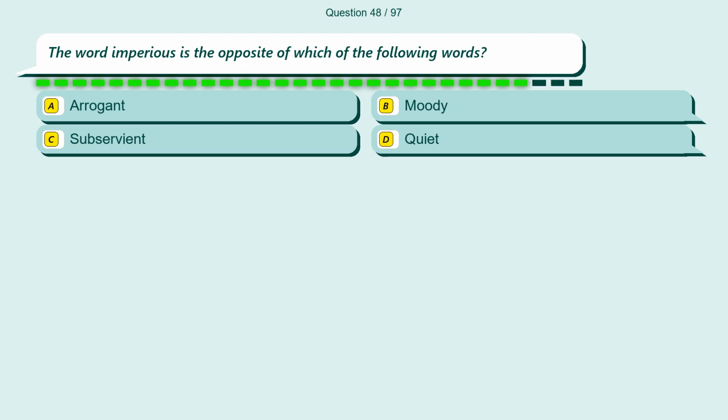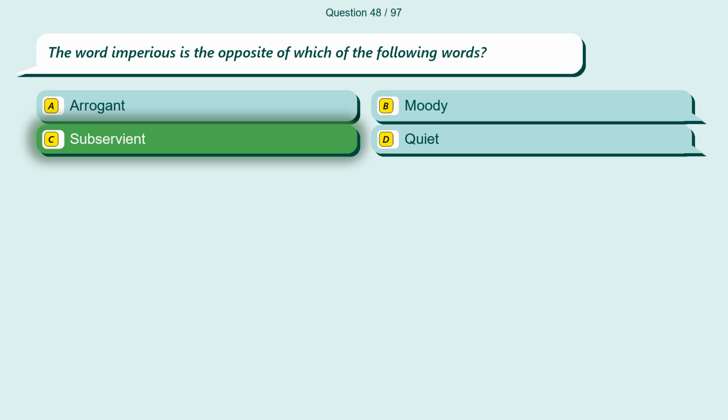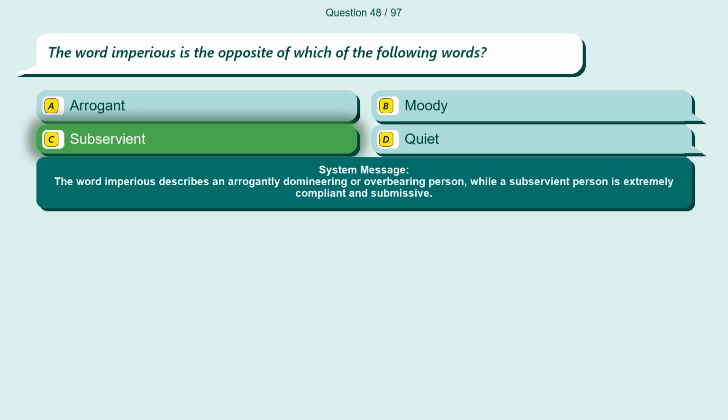Question 48. The word imperious is the opposite of which of the following words? Option A, arrogant. Option B, moody. Option C, subservient. Option D, quiet. The correct answer is option C, subservient. The word imperious describes an arrogantly domineering or overbearing person, while a subservient person is extremely compliant and submissive.